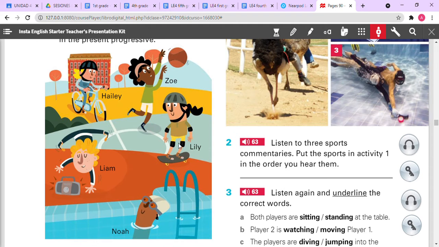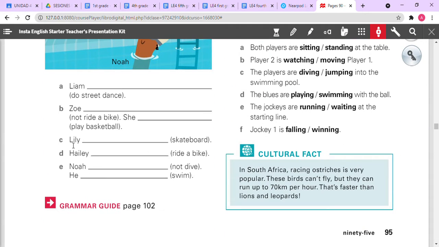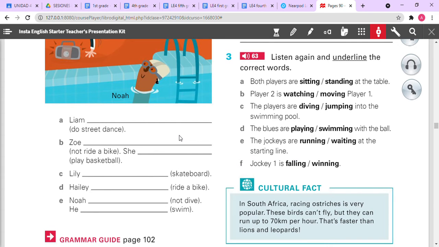Where's Lily? Lily is here. Lily is going skateboarding. Okay, Lily is going skateboarding. Or we also say Lily is skateboarding. That's it. Why did I say go skateboarding? Because remember we learned go, play, and do. No, that's a possibility.